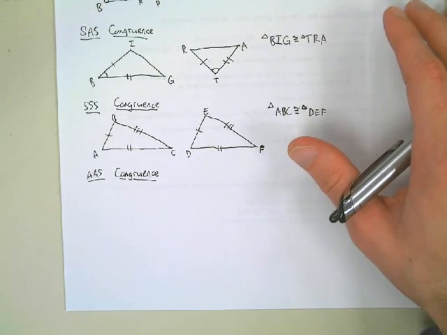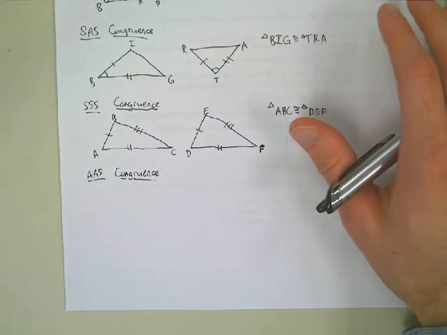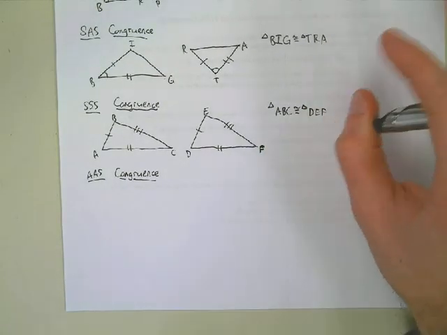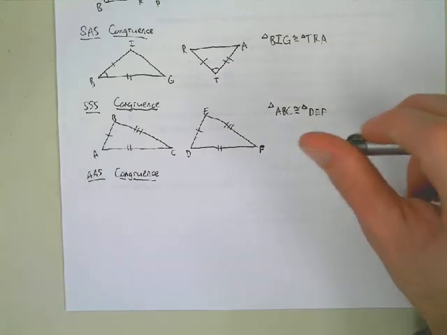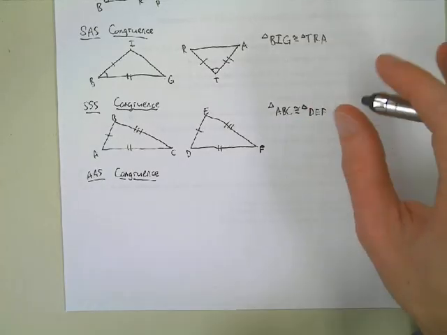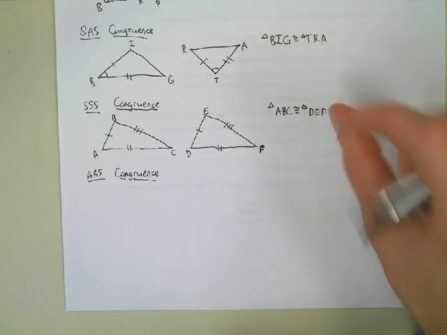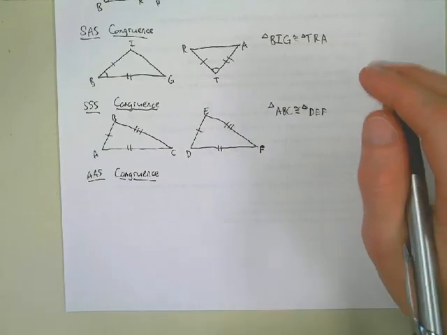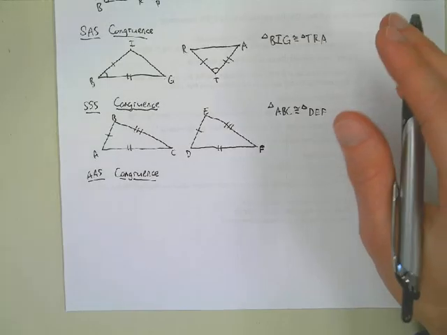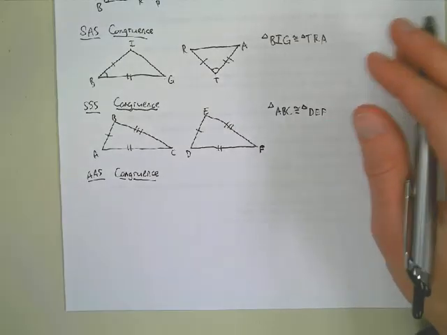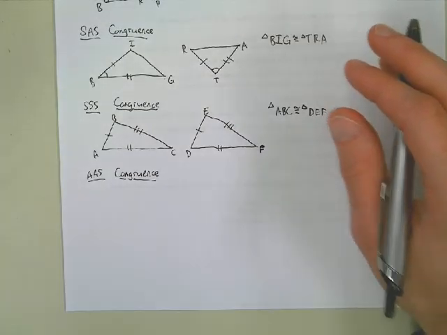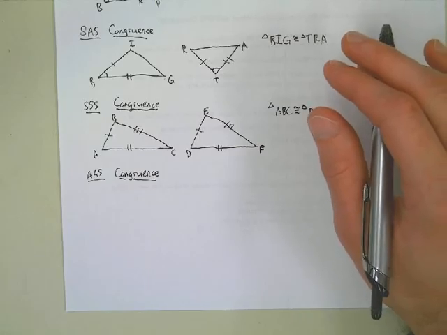What about angle? If you know three angles in one triangle and they match up to three angles in another triangle, are those two triangles guaranteed to be the same size, the same shape? No, because, right. But here's the thing I'm saying though. If you have three angles in one triangle and they're the exact same angles as another triangle, are those two triangles guaranteed to be congruent? Why not?